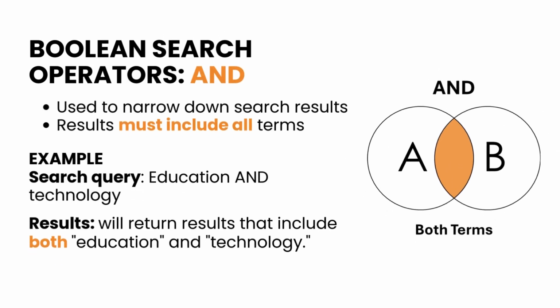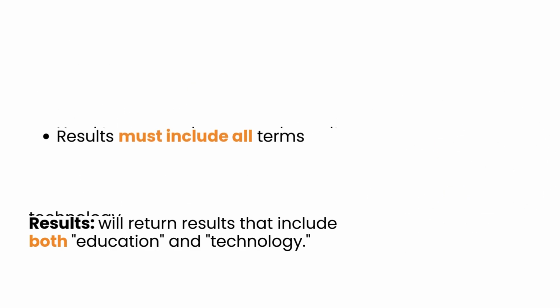The and operator is used to make sure all the terms you include appear in the results. It helps narrow your search by only showing results that meet every condition, leaving out anything that's missing even one of the terms. This is great when you're looking for something specific. For example, a search for education and technology will return results that include both education and technology. This is overall useful when looking for content that combines multiple topics.